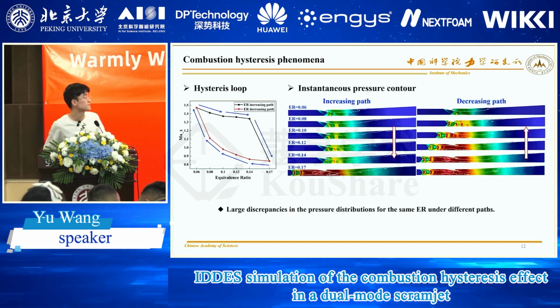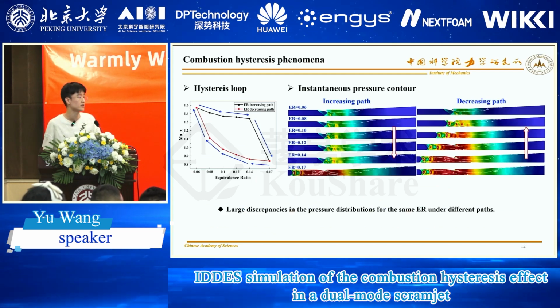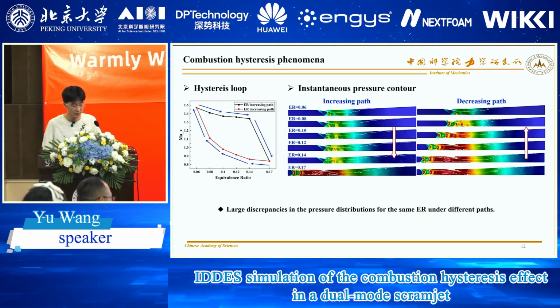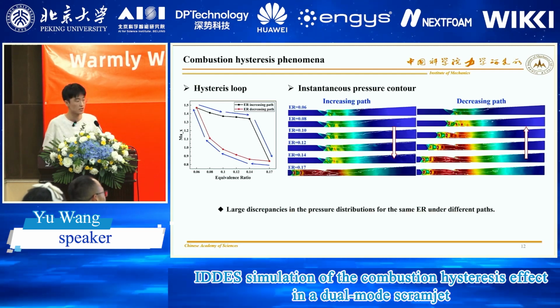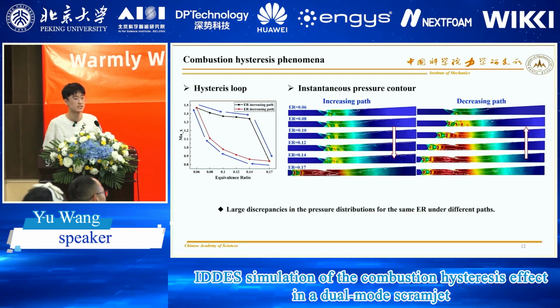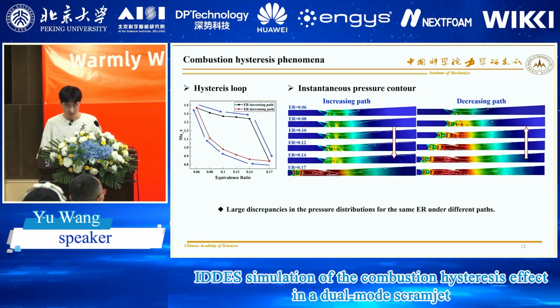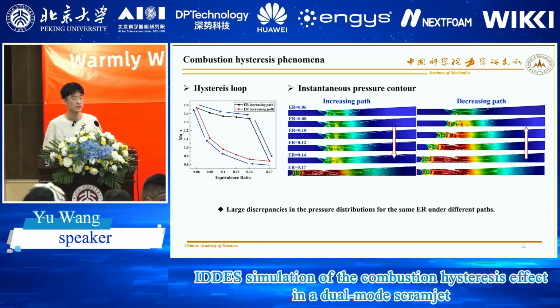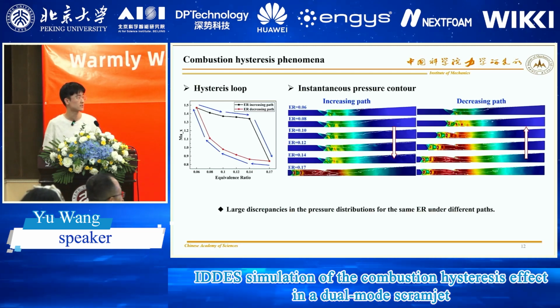It is clear that on the decreasing path, the pressure in the combustor is much higher than on the increasing path for the middle ER values. However, when we focus on the decreasing path, the pressure in the combustor keeps decreasing and the pseudo-shock keeps moving downstream as we decrease the ER value. So why can this shock stay located in the isolator, and why will it not go back to the same state as the increasing path on the left?